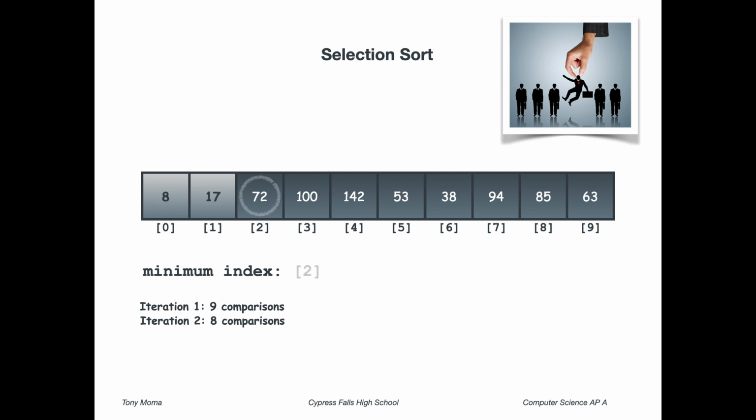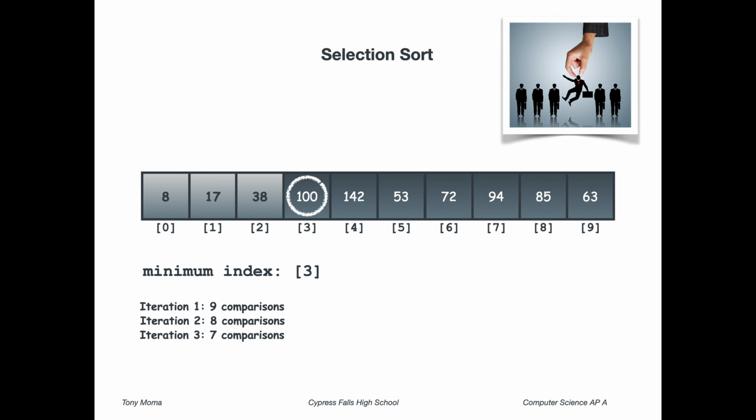Now on to iteration 3. Index 2 we set to be the minimum index. 100 is larger, 142 is larger, 53 is smaller, so 5 becomes the new minimum index. 38 smaller, so 6 becomes the new minimum index. Larger, larger, larger. And that completes iteration 3. So now we swap index 6 with index 2. And during that iteration, we executed 7 comparisons.